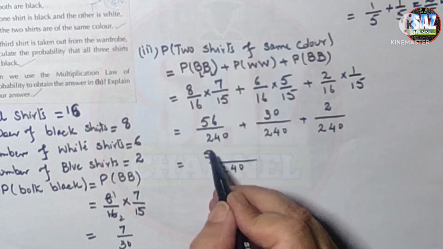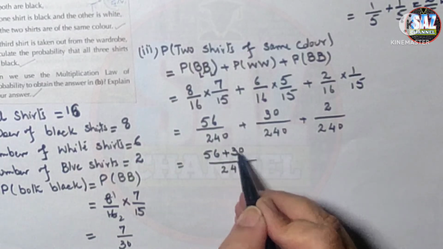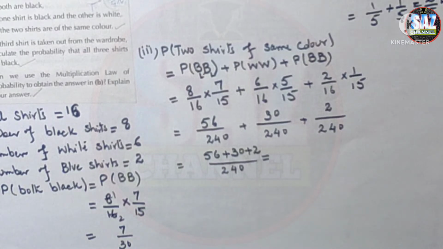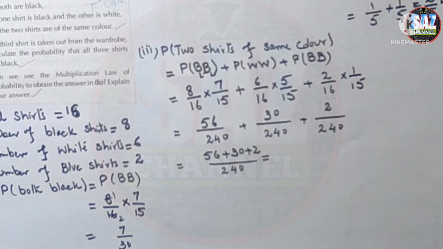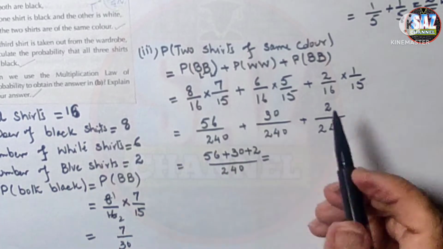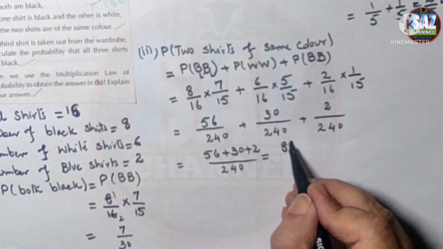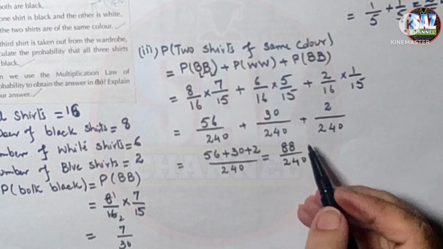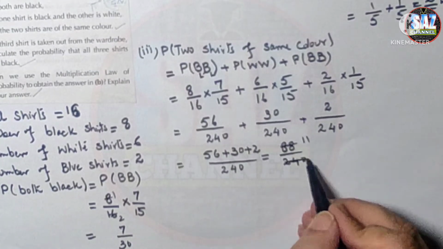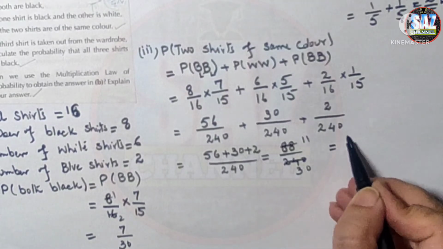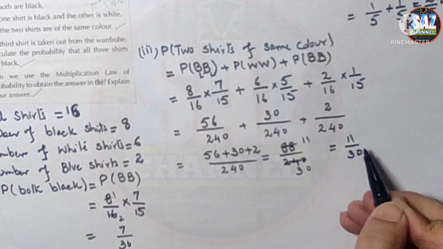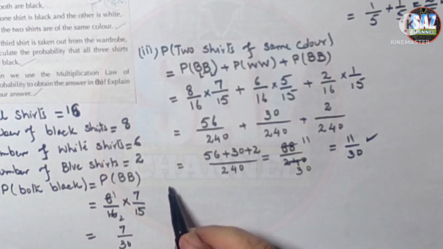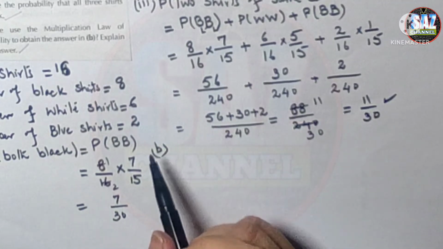So 56 plus 30 plus 2, this is 88 by 240. Dividing by 8, 8 threes are 24, 8 elevens are 88, so the answer is 11 by 30.